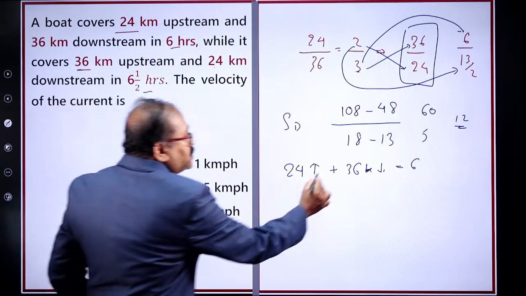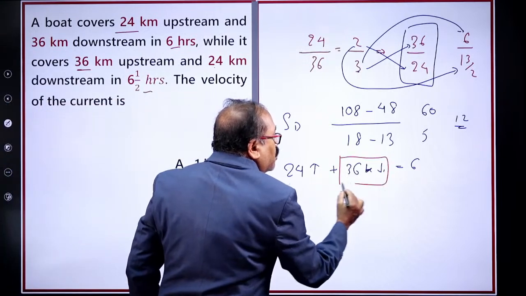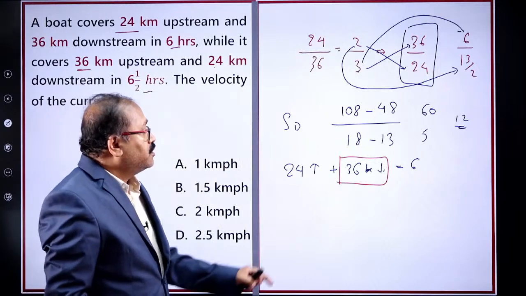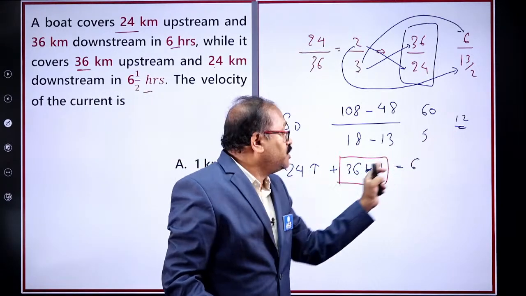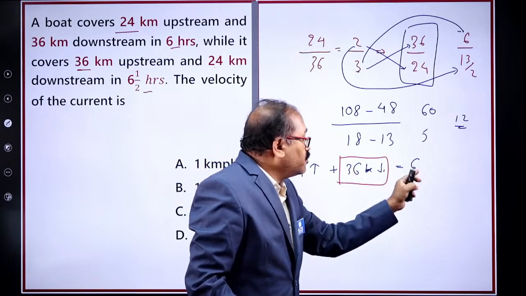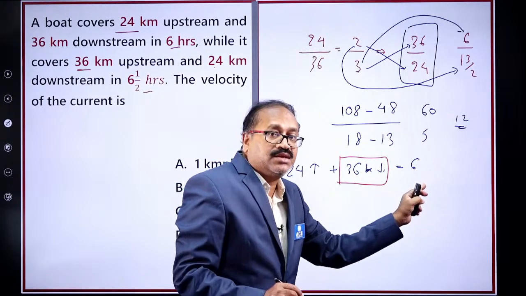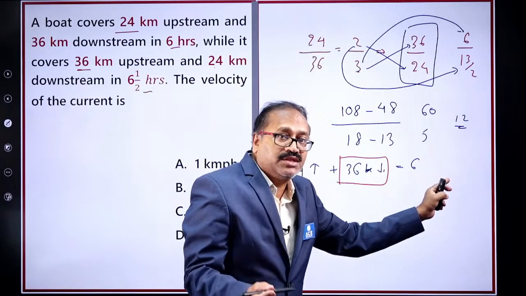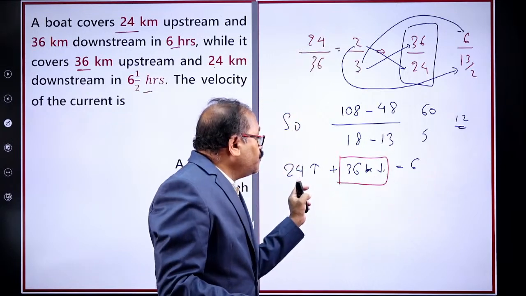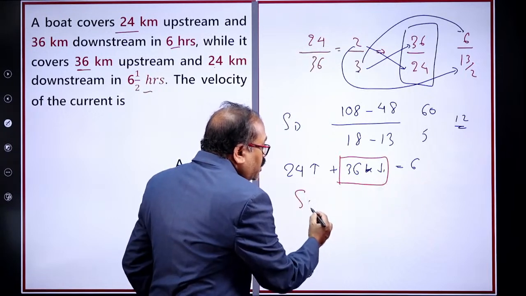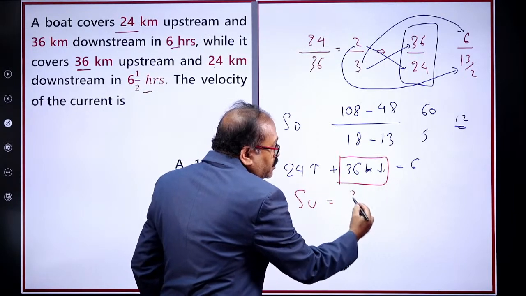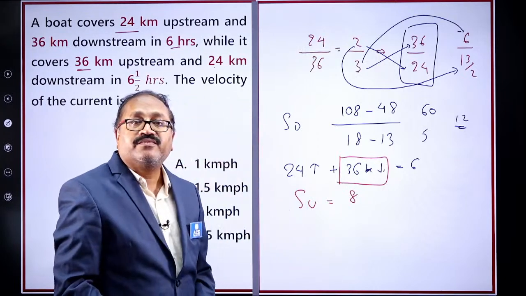So if you notice, for 36 km how much time will it take? The downstream speed is 12, so 36 divided by 12, it takes 3 hours. If you take out the 3 hours from the total of 6, that's another 3 hours. So this 24 km upstream takes 3 hours. Then what is the speed of upstream? 24 divided by 3, that is 8.